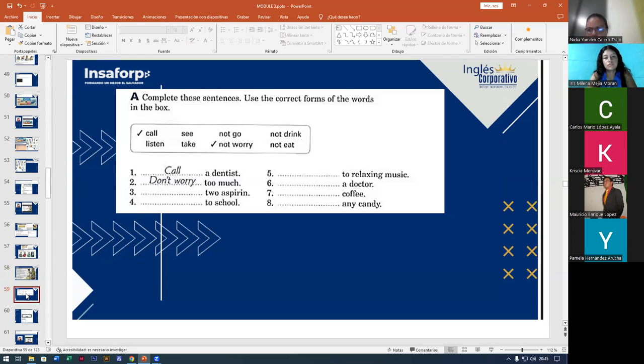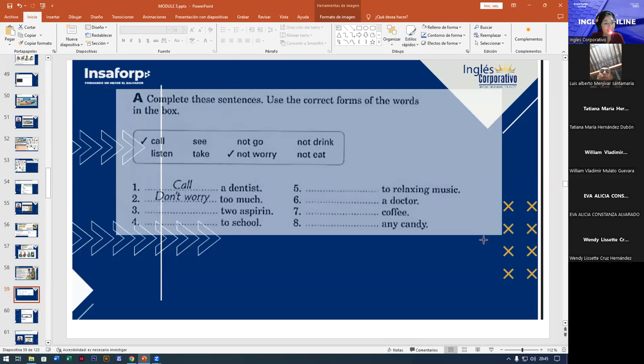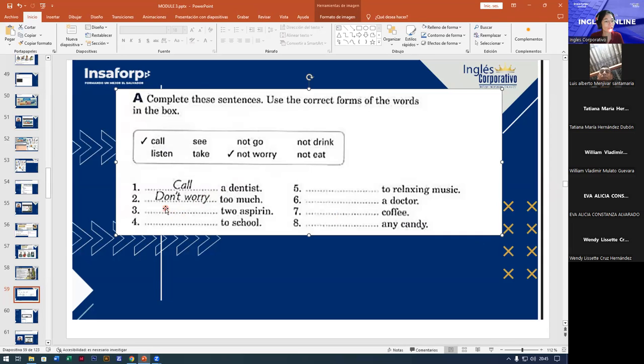So we can also give, right, more advice here. In this one, we are going to complete this form. It says, complete the sentences. Use the correct forms of the words in the box: call, listen, see, take, not go. That can be a negative instruction: not worry, not drink, not eat. Remember, you need to use the auxiliary. In the negative case, you say don't. For example, here the complement is a dentist. What can you do? Call a dentist. If it's too much, remember, here is excessive quantity of something. Don't worry too much. So, don't worry too much.